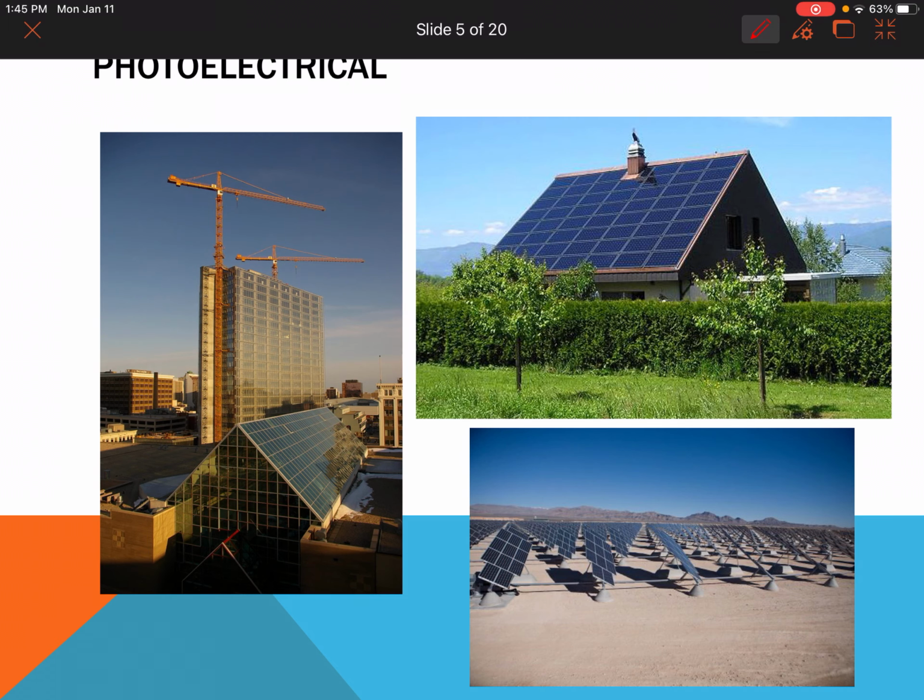Okay, photoelectrical is our second type here. Looking at this, you can see what these are: solar panels. Anytime you have solar, some of you may actually have solar panels on your house. It's becoming more and more common here.